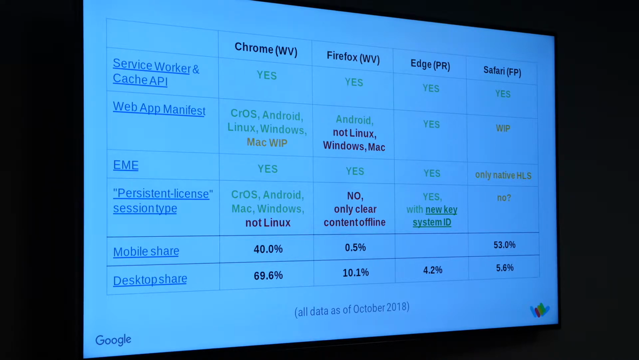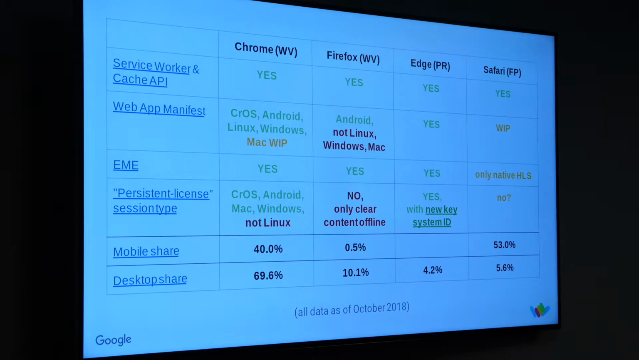Service workers and the Cache API are supported across all four major browsers as of Safari 12, or I think maybe 11.3. The web app manifest, what that gets you is that nice little button that says, hey, do you want to add this to your home screen, your desktop, your whatever. Those are available in Chrome, Firefox on Android, Edge, and Apple has listed that as a work in progress, in development on webkit.org.